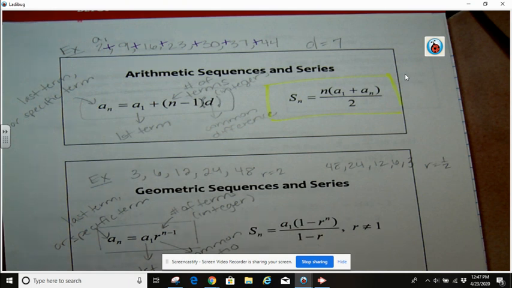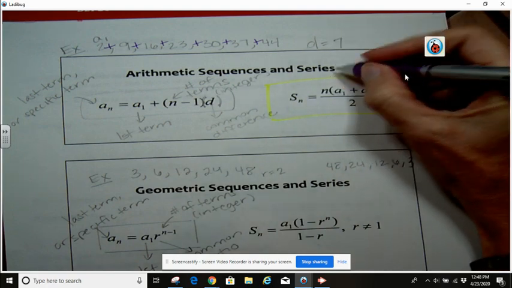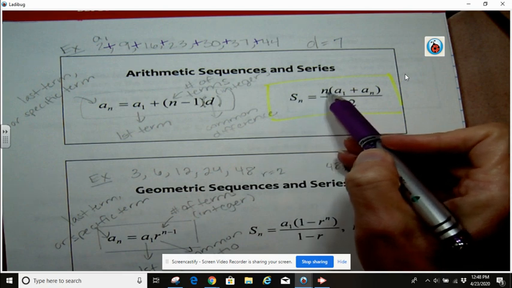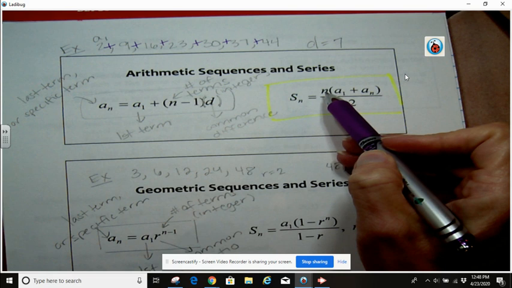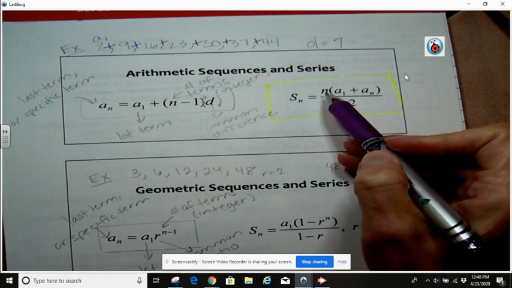But instead of wanting to know the value of a specific term, we want to add up all the terms together. So in the formula, we still have n. It's still the number of terms. N has to be an integer, okay? Because you're talking about the first term, the second term, the third term, the fourth term, the fifth term, etc. There is no 5.5 term.